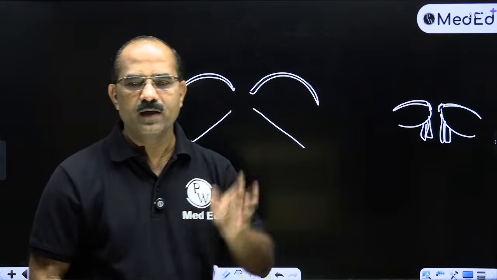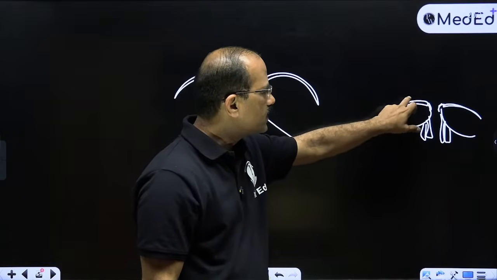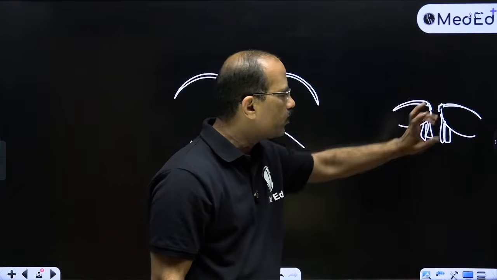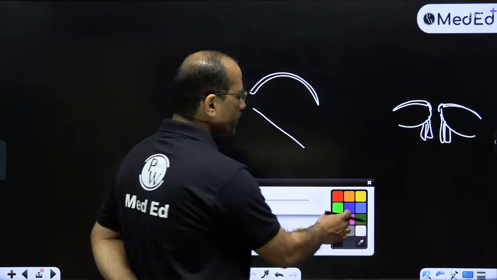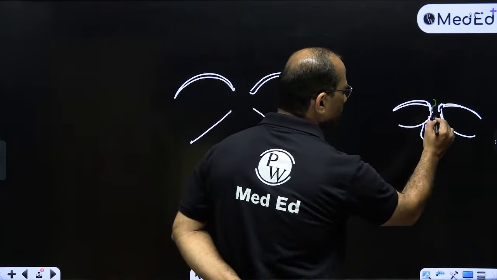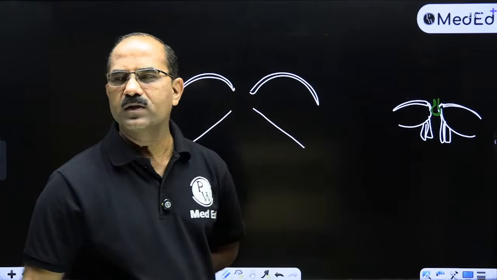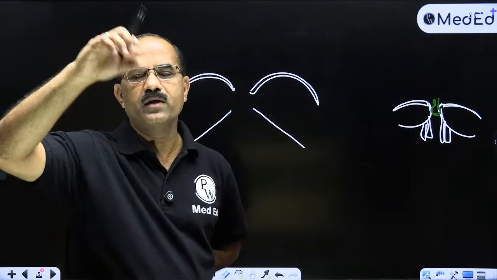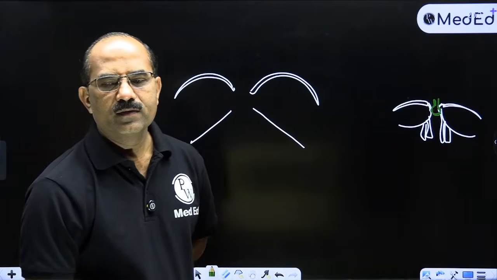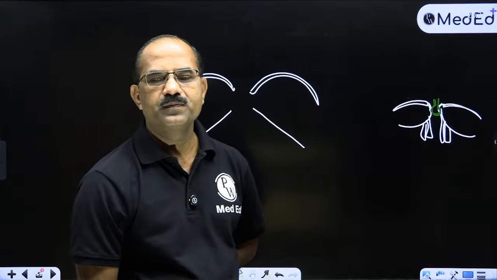So this is the lesser wing, that's the greater wing, that's the body of the sphenoid. A body of the sphenoid के अंदर there is a gland here. What is this gland? Anyone? What is this gland inside the body of sphenoid? Anyone?